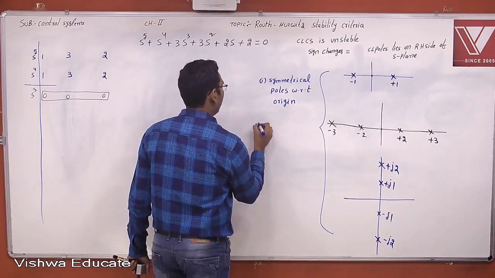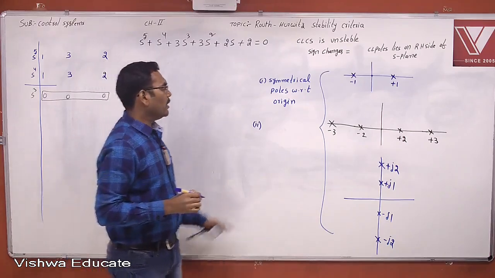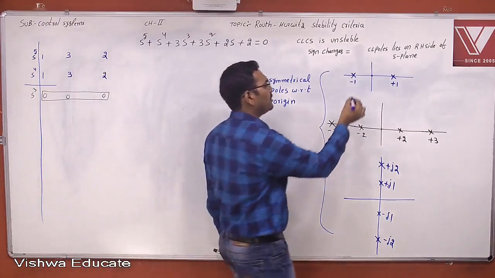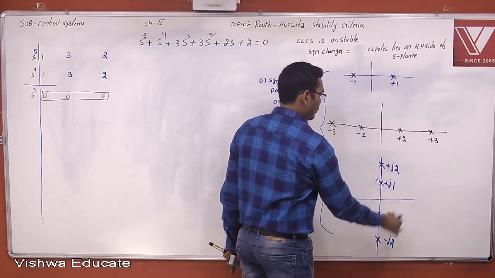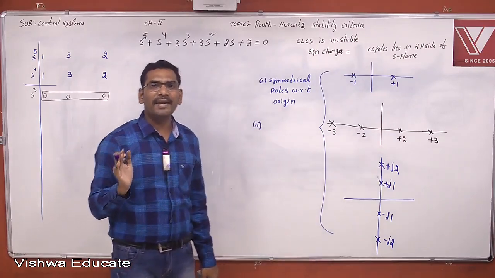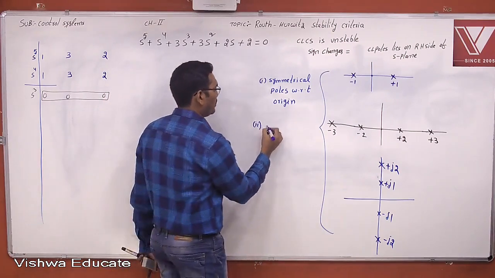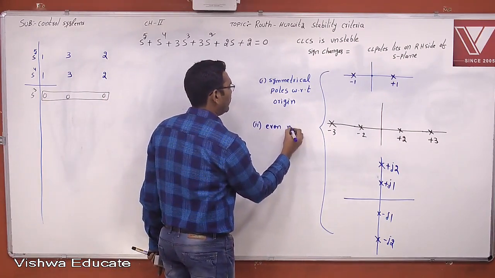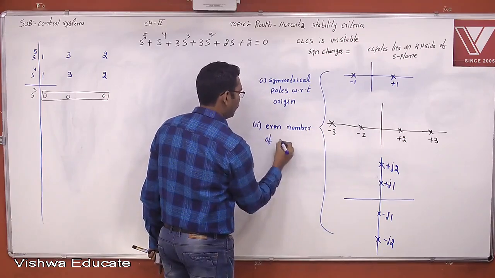And the second point is, if the poles are symmetrical, how many are the total number of poles here? 2. Here 4. Which means that if you want the poles to be arranged symmetrically on the S-plane, the poles must be even in number. And the second one is even number of poles.